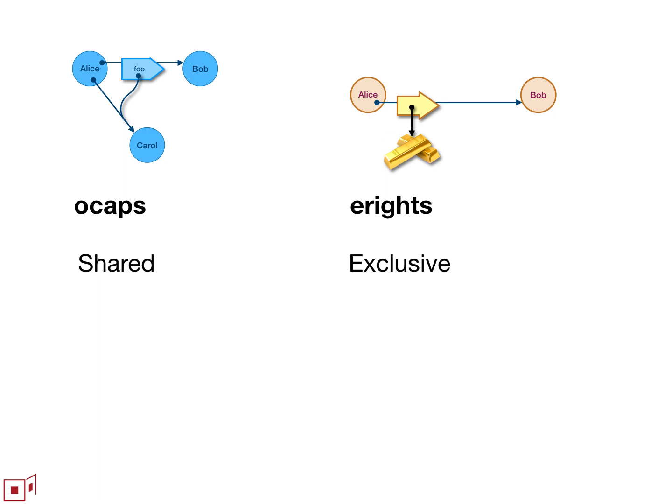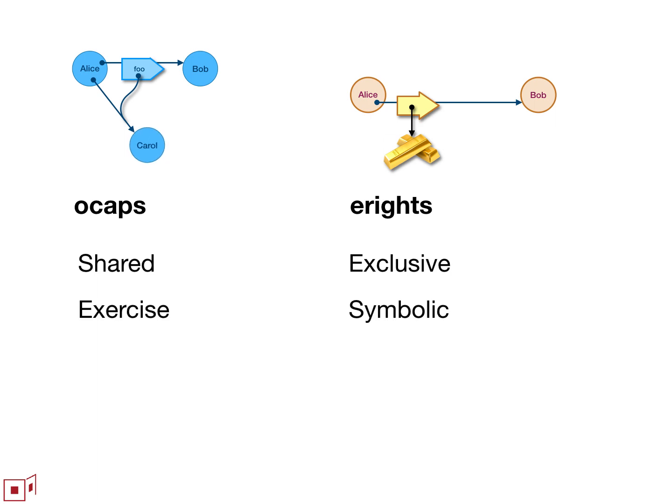So the first difference is shared versus exclusive. The remaining line from Alice to Carol on the left shows that even after Alice has passed the message to Bob, Alice could have still held on to it. And even if Alice didn't hold on to it, Bob has no way of knowing that, so Bob must conservatively assume that she did hold on to it. Whereas on the right, Bob does not consider himself to have been paid unless he knows that he has exclusive access to the gold, unless he knows that Alice no longer has the gold.